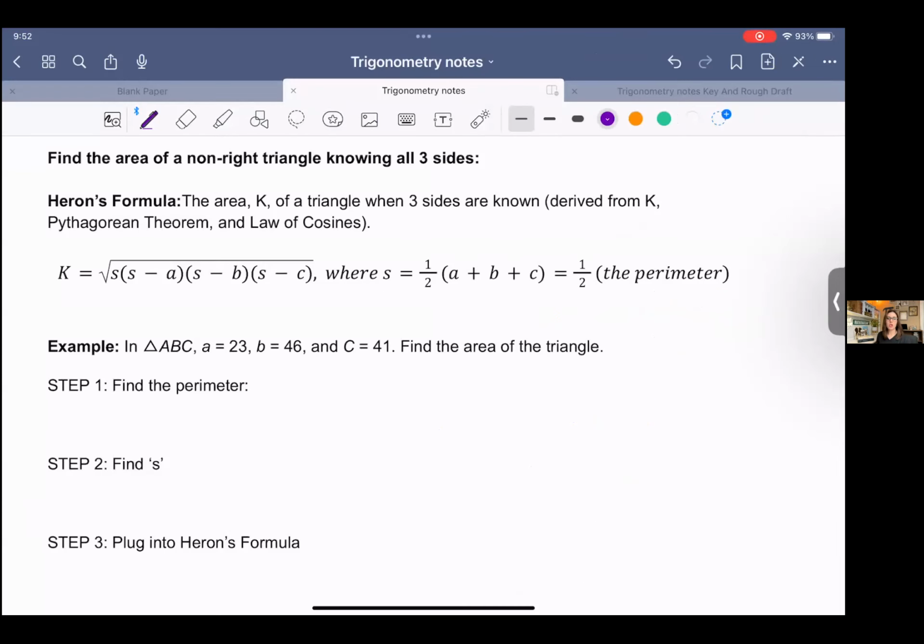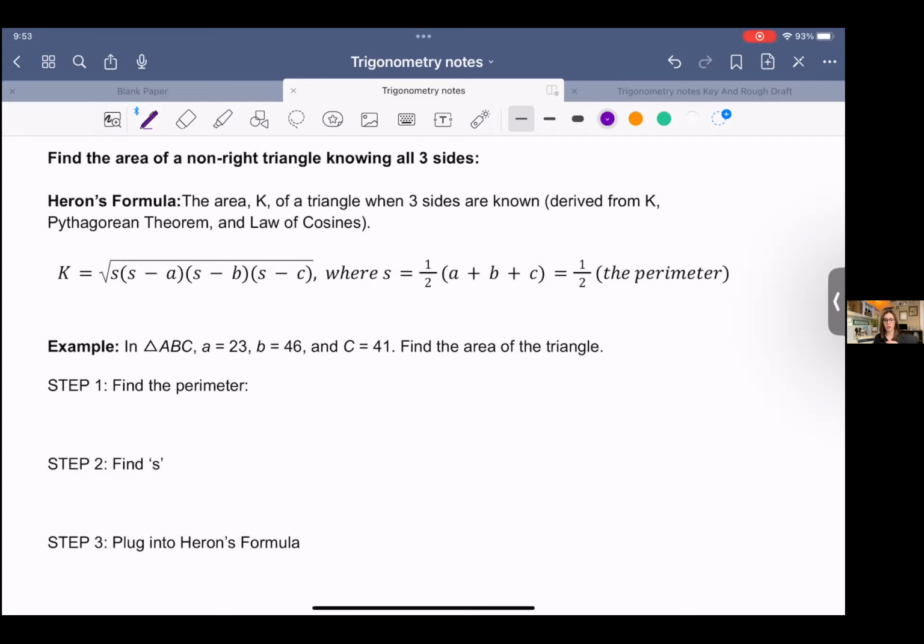So let's say we have a situation where we know 3 sides and no angles. And it's not a right triangle because we don't know any of the angles. So we use Heron's formula, and this formula is derived from using the area from above, the Pythagorean theorem, and the law of cosines. I'm not going to go into that for this lesson. I think it would be too much, but if you want to look that up, it's in the textbook, or you can probably Google it.